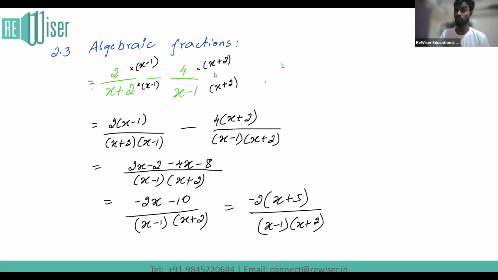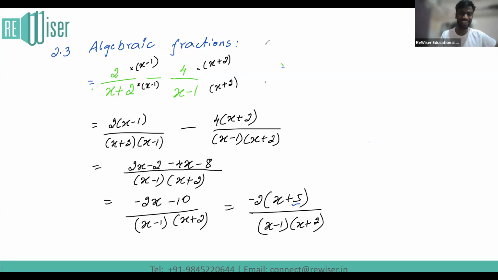And here, suppose instead of 5, if we would have got maybe 2 here, then we would have cancelled out this x plus 2 and x plus 2 and kept minus 2 over x minus 1 as the final answer. So that's the reason we should not expand this until your last step. So this is the key point that you should be aware of under algebraic fractions.